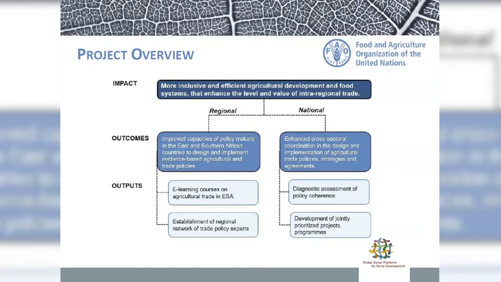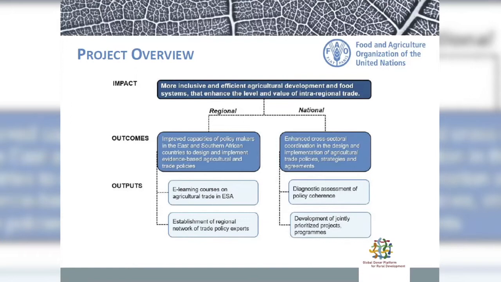The policymakers. So what we did at the regional level, and we'll get more into detail a little bit later, we had the facilitated delivery of two e-learning courses on agricultural trade in Eastern and Southern Africa, and I will get a little bit more details later, but also because, as we usually say among ourselves, you don't trade with yourself. The second output was to try to set up, to establish a regional network of trade policy experts in this sub-region.